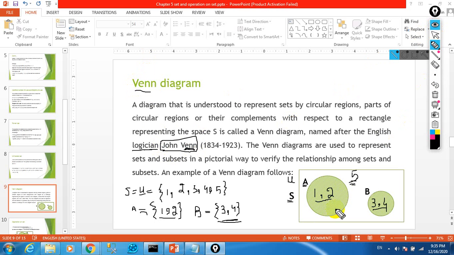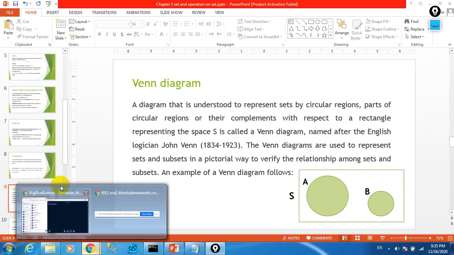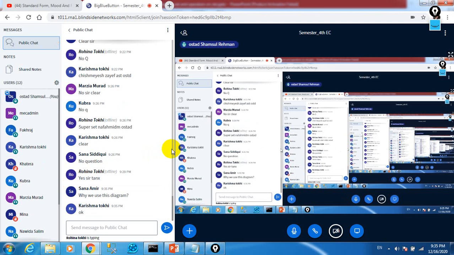And using the Venn diagram we represent the relationship between sets: whether a set is disjoint, whether a set is equal, whether a set is a subset of another set. Then we will represent all these operations, for example union, intersection, and A minus B. All of these operations we will discuss in coming slides, okay, but if you have any question related to this slide, you can ask.